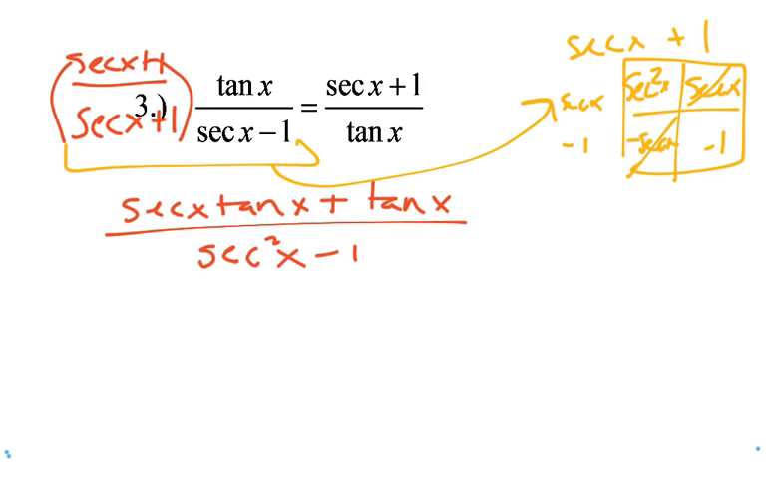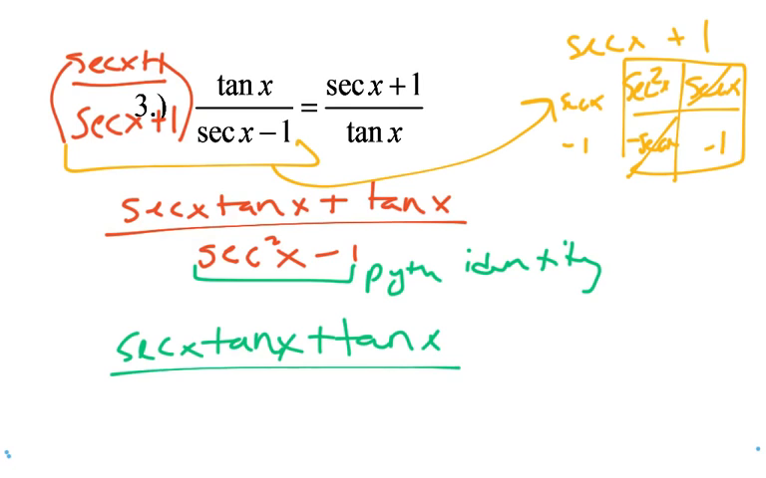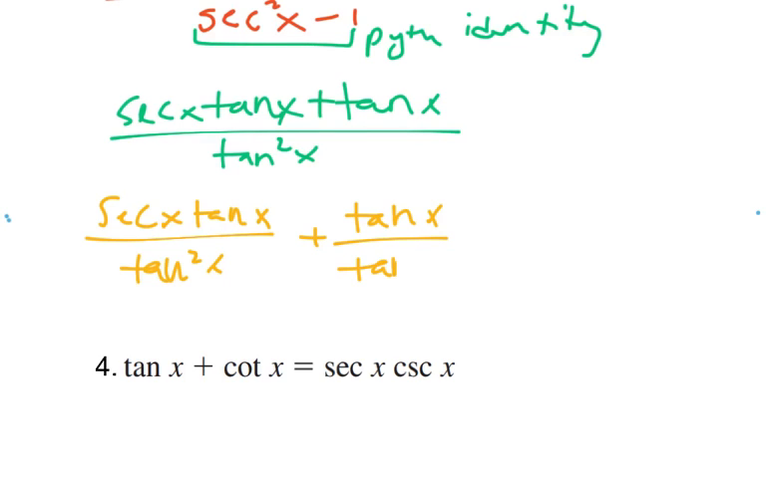So then by a Pythagorean identity, we now have secant of x tangent of x plus tangent of x. And so why would I want to do that? Because I was noticing that I have a bunch of tangents, and if I change secant squared minus 1 into tangent squared on the bottom, then I can actually make these into separate fractions. So I can make it into a fraction of secant x tangent x over tangent squared, and then plus tangent x over tangent squared.